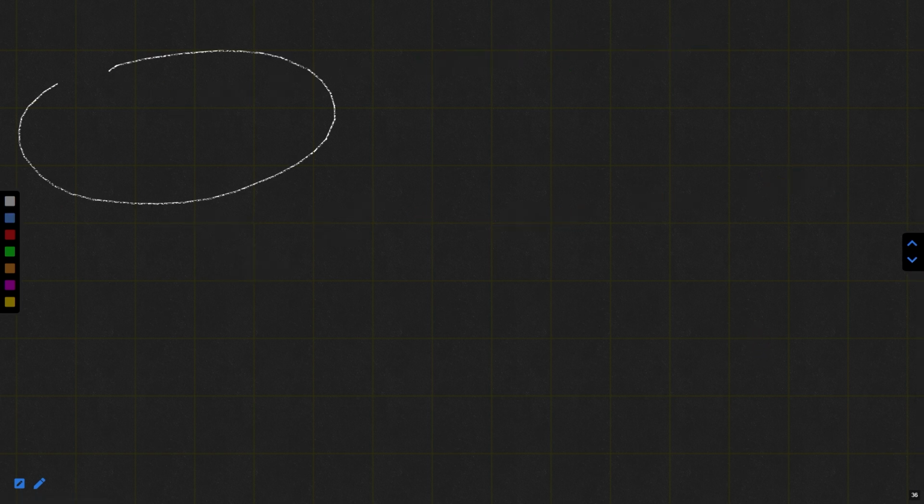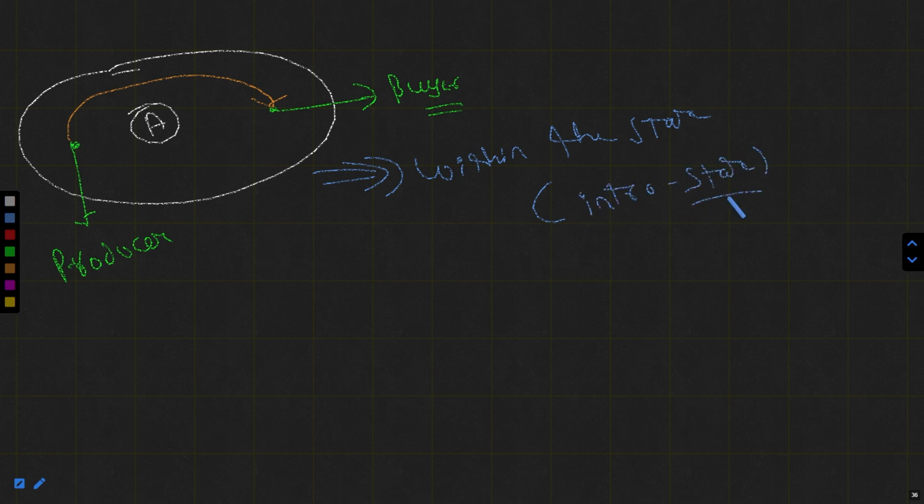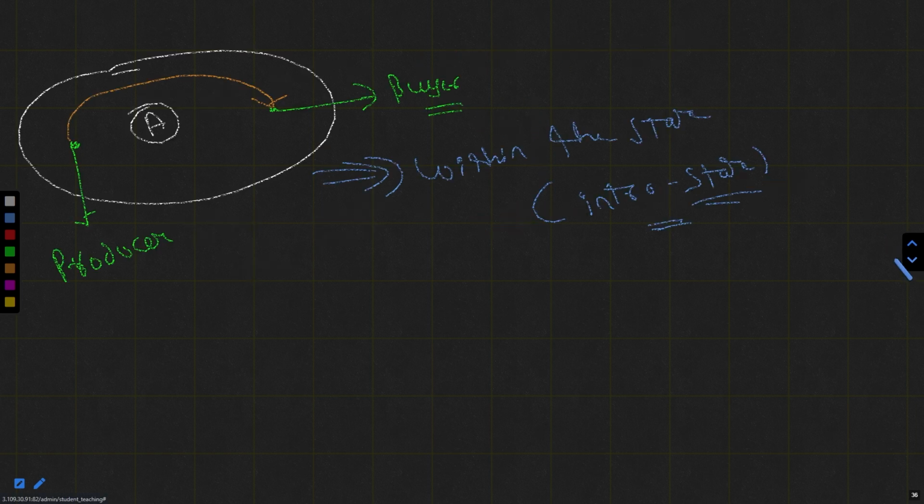Okay, so let's take an example. Suppose this is the state A. Now we have two parties. One is the producer, second is the buyer. If we go by this situation, you can see the producer has to deliver the product within the state. So this is the condition of within the state. So it is an intrastate condition. Why? As I have told you, when we talk about within the state, it is an intrastate condition, because both of them are present in the same state.